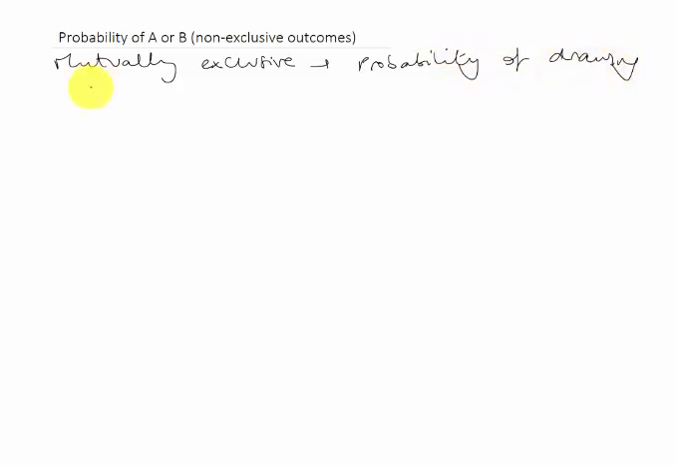Up till now, we've been looking at the probabilities of mutually exclusive outcomes. So, for example, the probability of drawing a heart or a club from a standard deck of cards. Okay, so these are mutually exclusive. It's not possible for a card to be both a heart and a club.